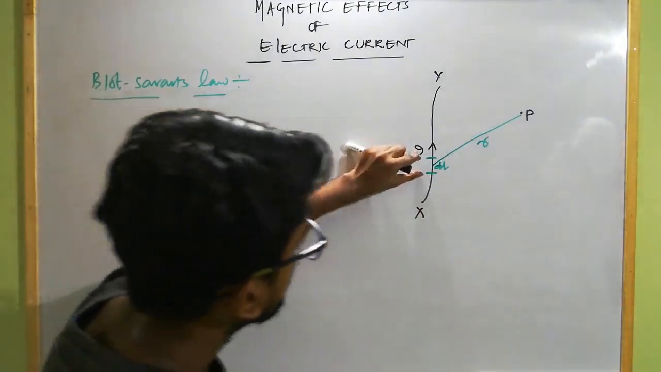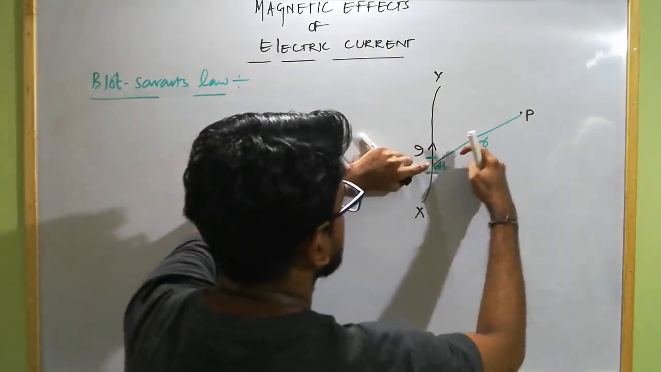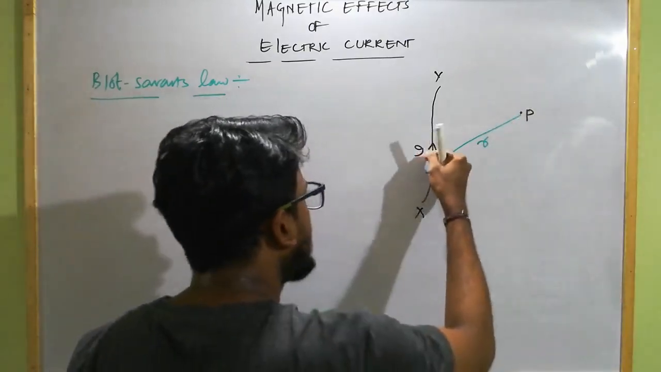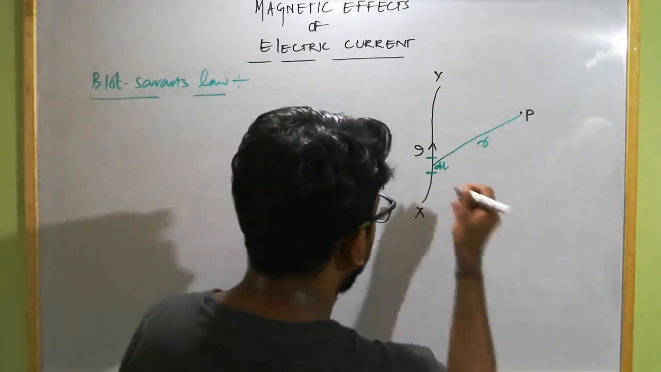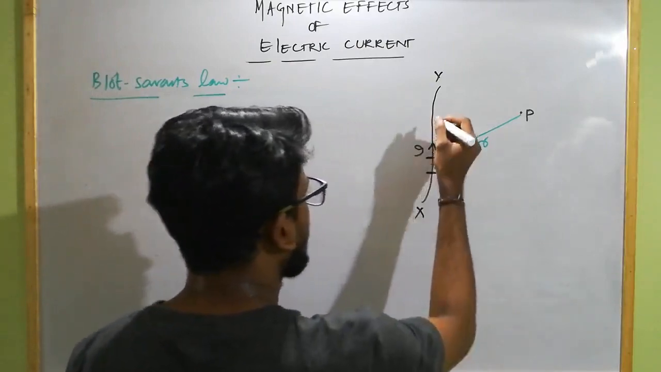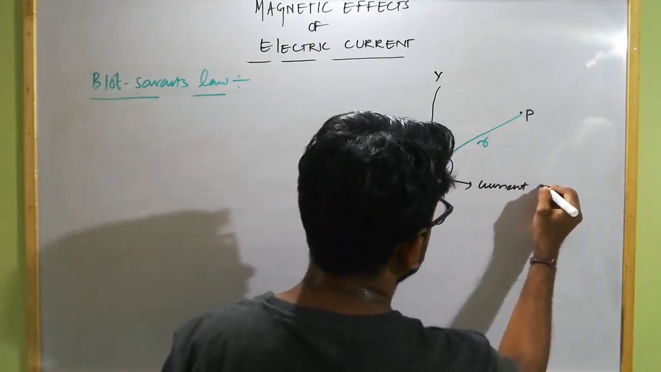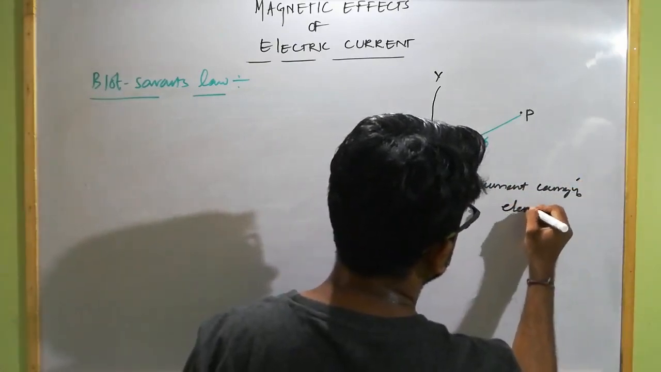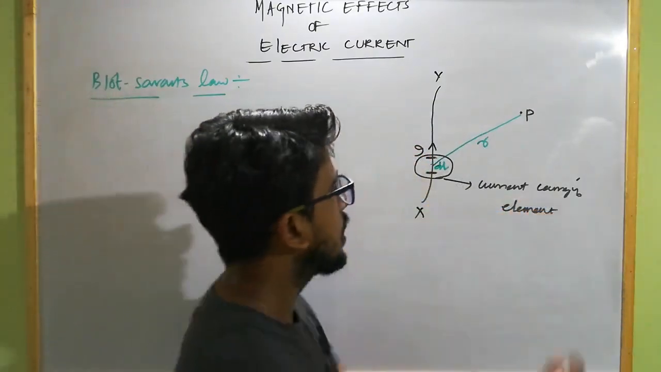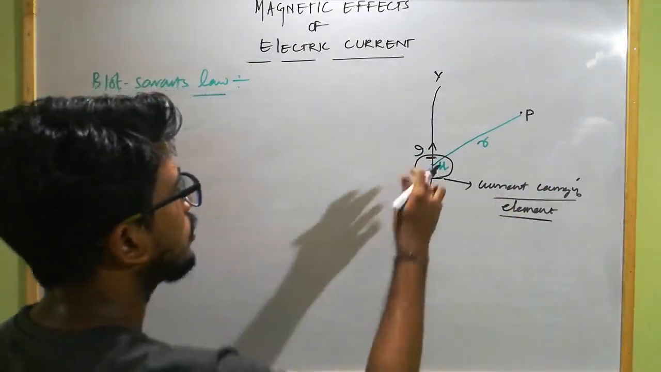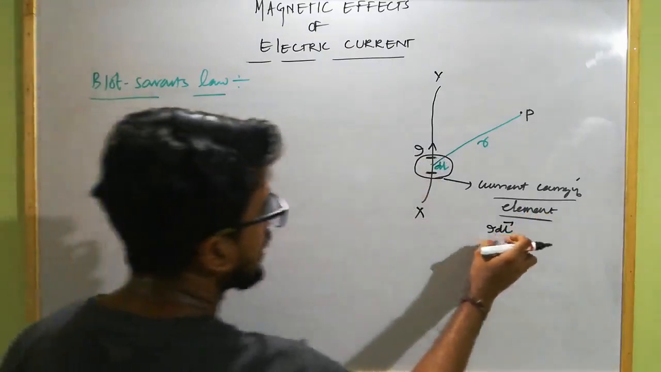Clear? So let us assume a small portion of this current carrying conductor of length dl, and this small portion is at a distance r from the point of observation P. As current I is flowing through this conductor, the same current will pass through all points. That means at this small portion of length dl, the current I is also flowing, and this small portion of length dl is known as the current carrying element, and it is a vector quantity. The value of the current carrying element will be I dl vector. I is the amount of current and dl is the length of this element.